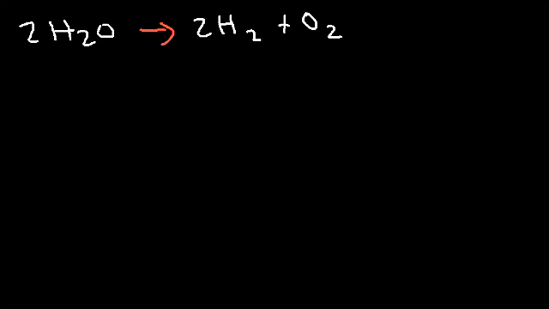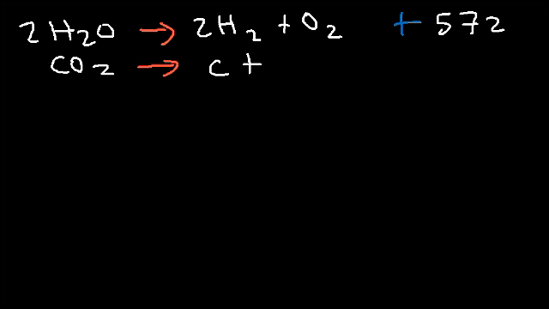For the sake of practice, let's try one more example. So just like before, water decomposes into hydrogen gas and oxygen gas. And the enthalpy is going to be 572. Carbon dioxide decomposes into carbon plus oxygen. And this is going to be positive 394.